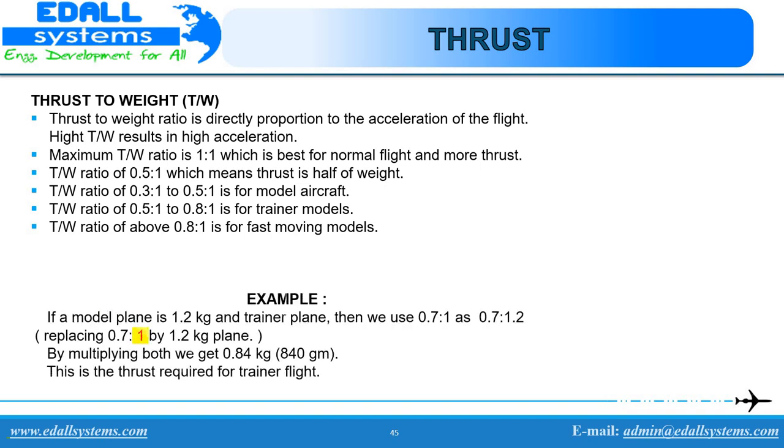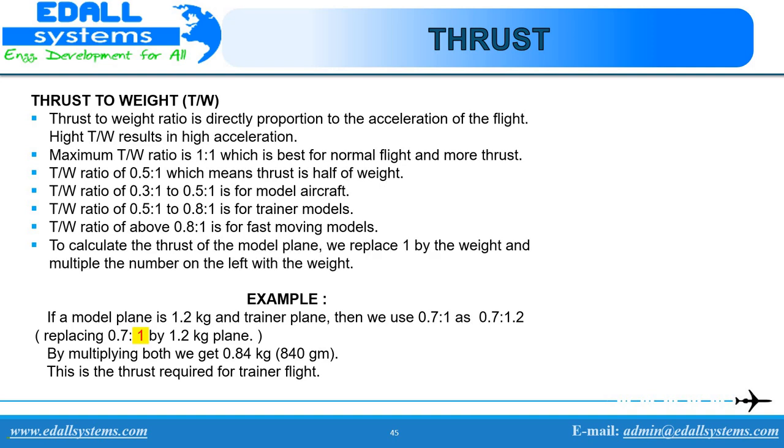Let us see an example. If a model aircraft is 1.2 kg and is a trainer plane, then we use the thrust to weight ratio of 0.7:1. Now, replacing the 1 with the 1.2 kg plane weight, we get 0.7:1.2. By multiplying both, we get 0.84 kg, which is 840 grams. Thus, 840 grams is the thrust required for a trainer plane. To calculate the thrust of a model plane, we have to replace the 1 on the right side of the ratio by the weight and multiply the number on the left with the weight.